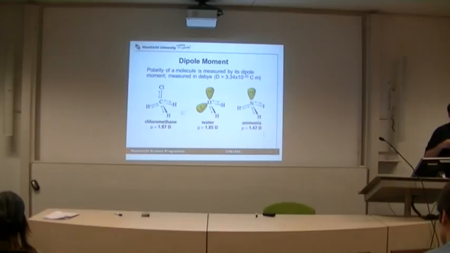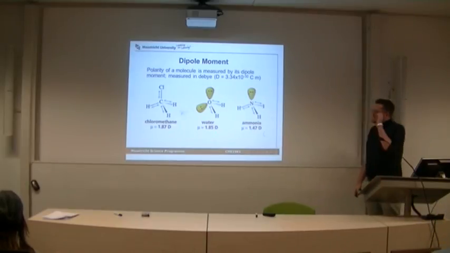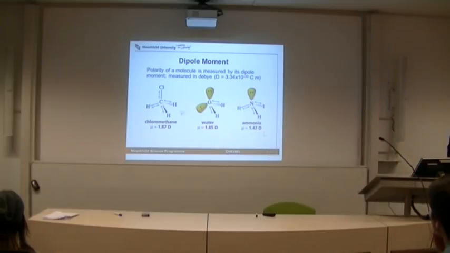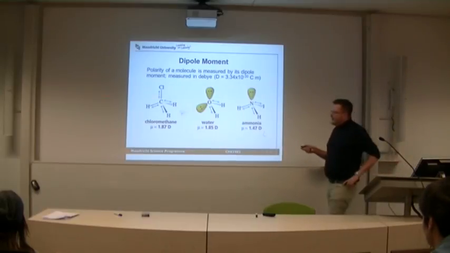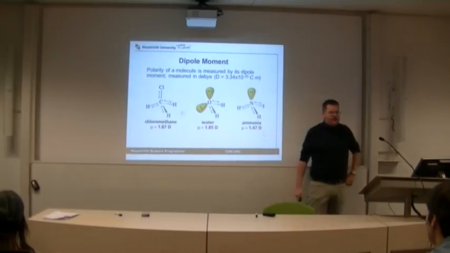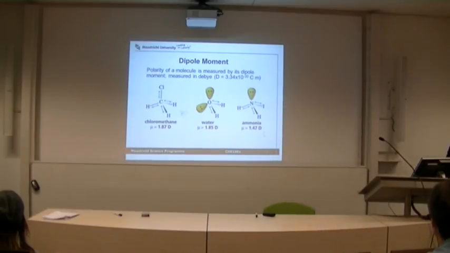Incidentally, Debye is a scientist from this region in the Netherlands. You can see dichloromethane 1.87, 1.85 for water, 1.47 for ammonia. How do we figure out if a molecule is actually polar? Well, we first have to look at the bonds to see if the bonds in the molecule are polar or not. How do we figure that out? Any suggestions?